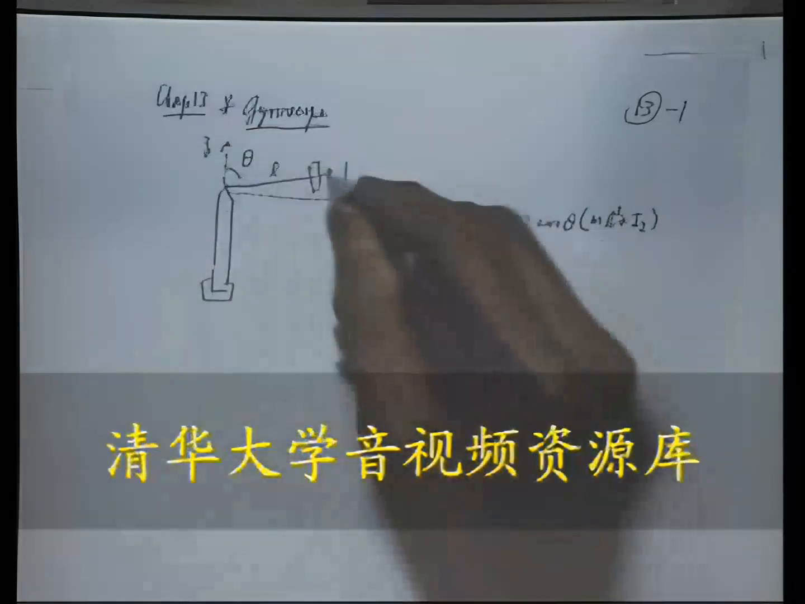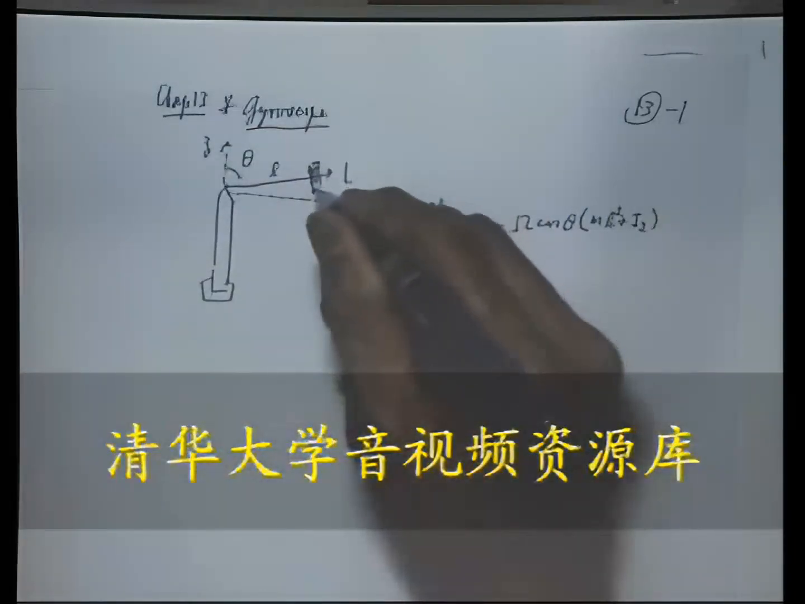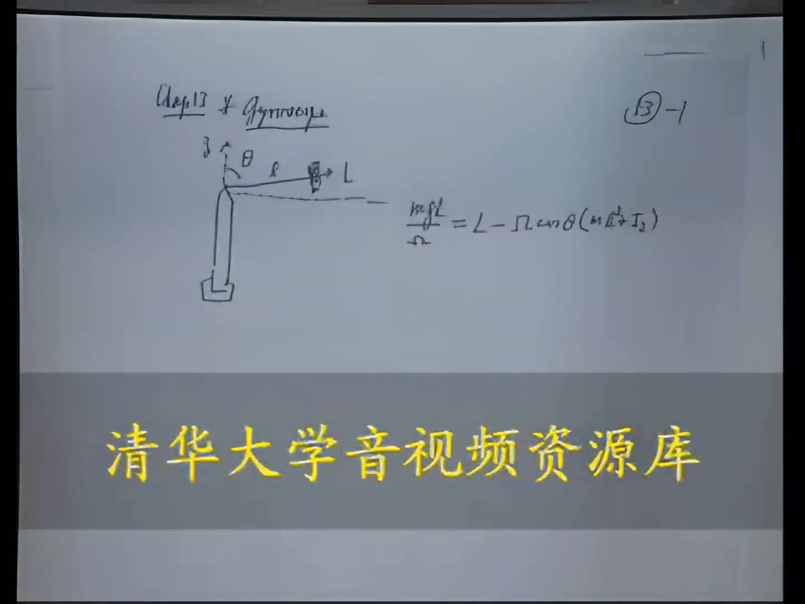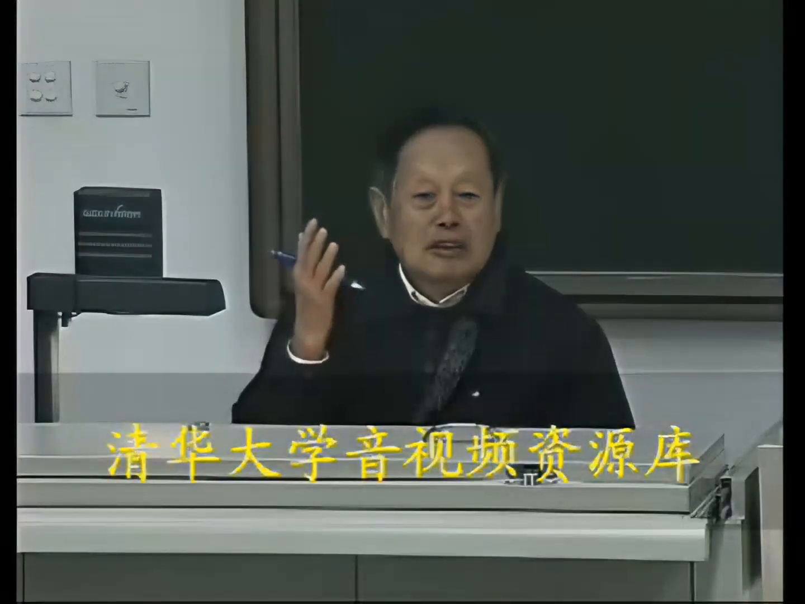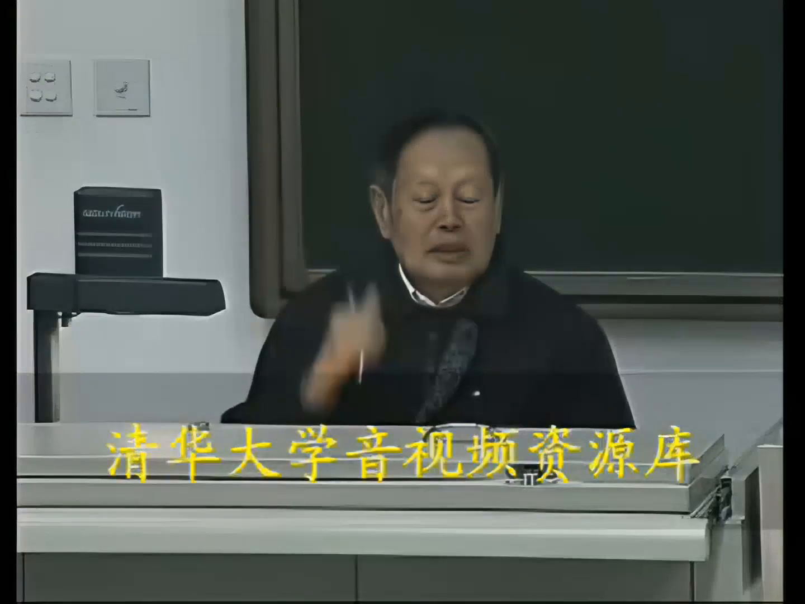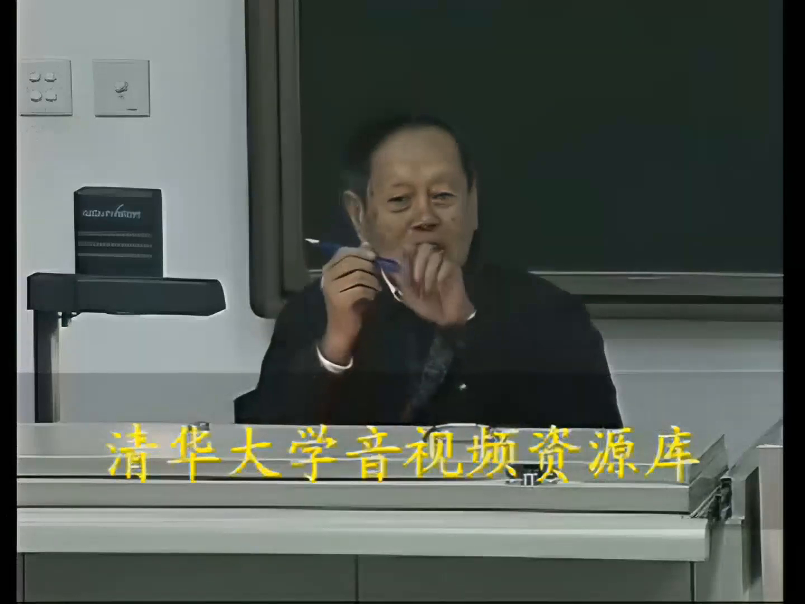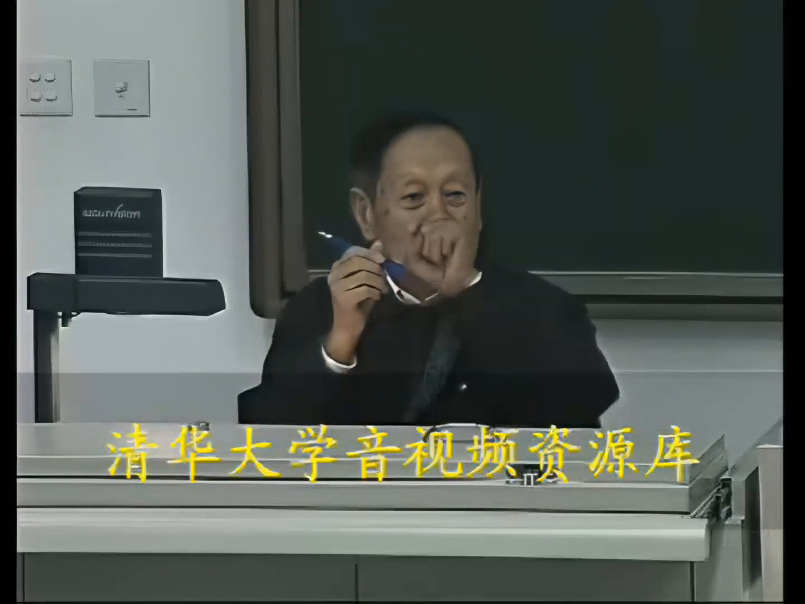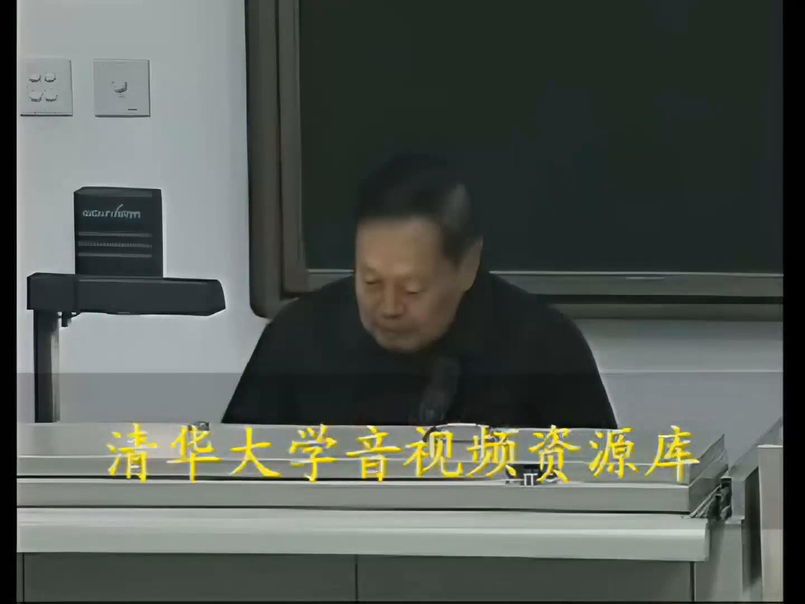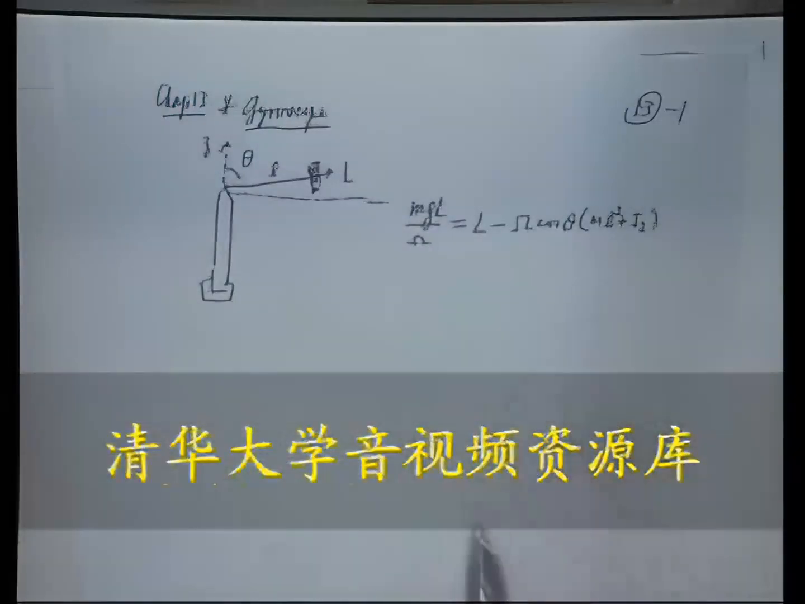This gyroscope has an I1, which is the main one, but it has three principal axes of inertia, and one of them is I1. The other two are I2 and I3, which are supposed to be the same. Then it can have this formula.